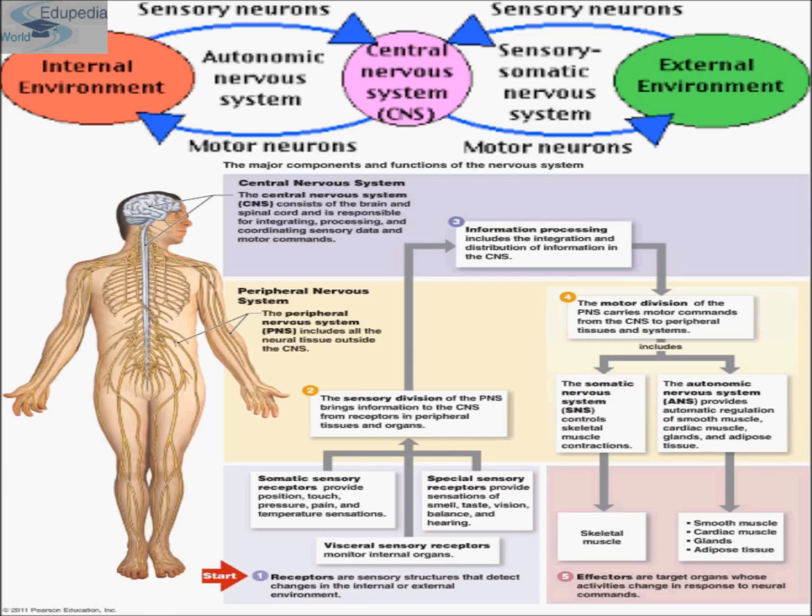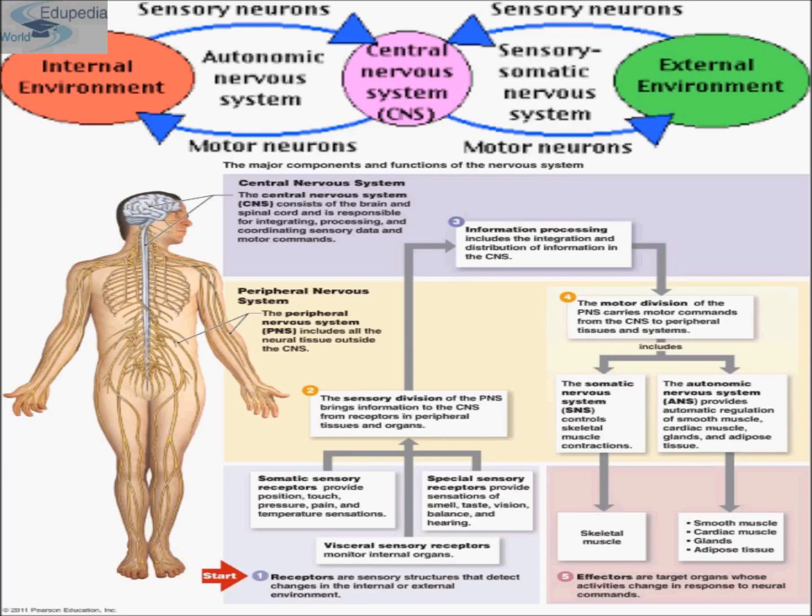Or you can say that the somatic nervous system relays impulses from CNS to the skeletal muscles, while the autonomic nervous system transmits impulses from CNS to the involuntary organs and smooth muscles of the body. And this autonomic nervous system is again divided into two: your sympathetic nervous system and parasympathetic nervous system.